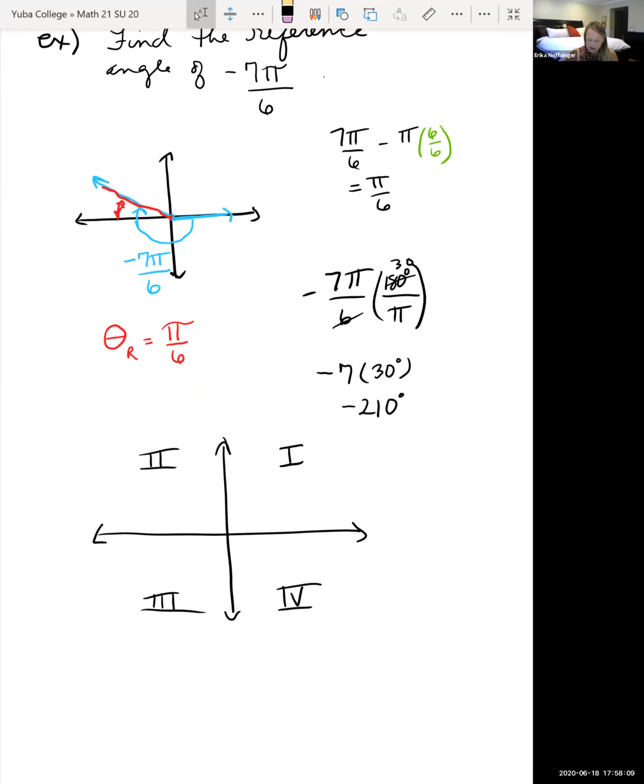Here is another way to help you maybe memorize this, and I think it's pretty intuitive: All Students Take Calculus. A for all, S, T, C.